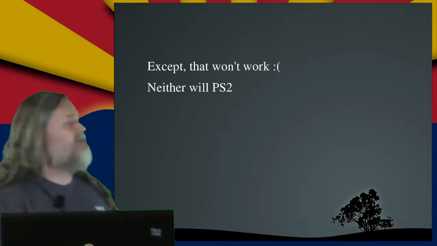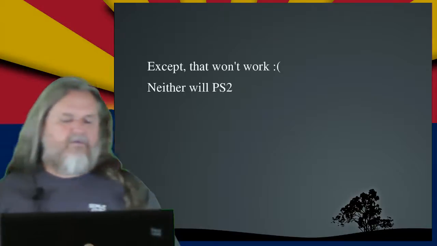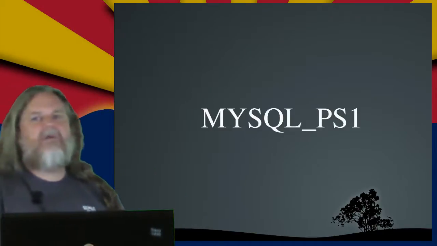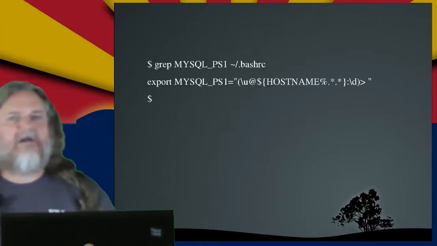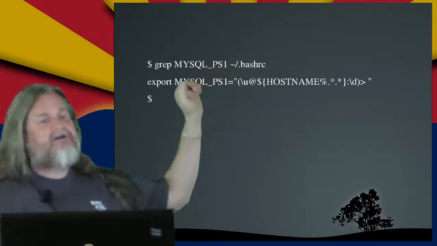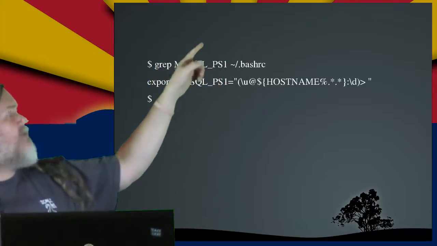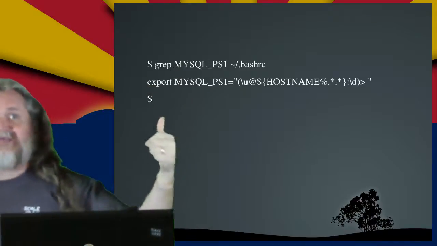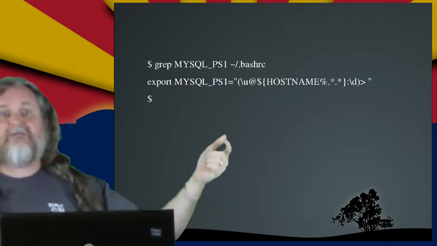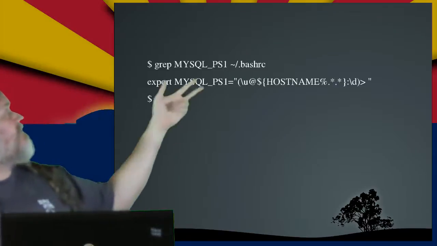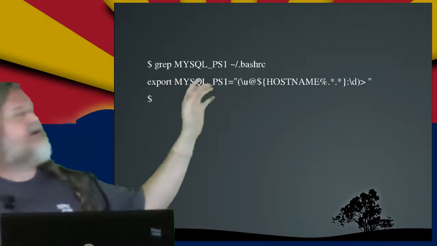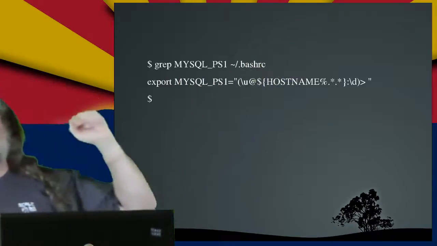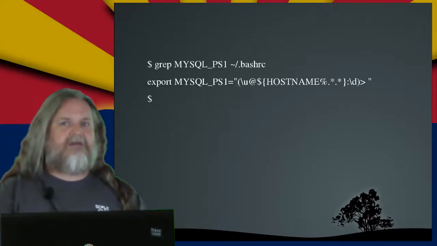But there's a problem with that for MySQL. PS1 doesn't work. Neither does PS2. So we have something else called MYSQL_PS1. We can set that and have that reflect which machine we're talking to, which database. The one I have here is an example. I export it. I show which user we are, so who we're connected to the database as, what the host name is for the database, so which box I'm on. And then the percent and the other stuff after there are dropping some extra information off the host name. And then the last piece is the database, so I know which database I'm talking to.